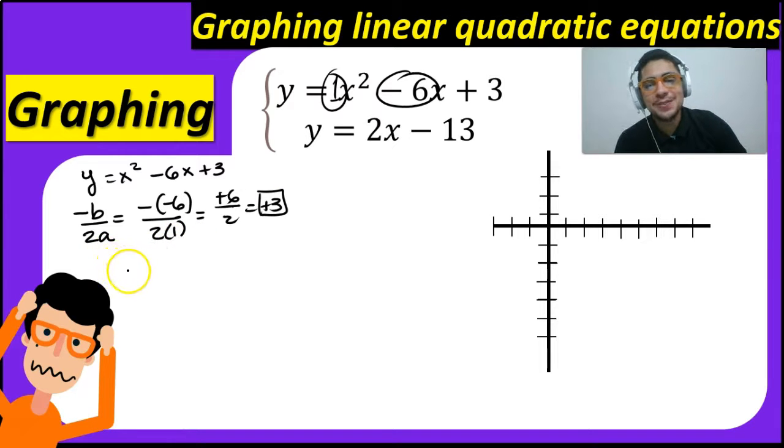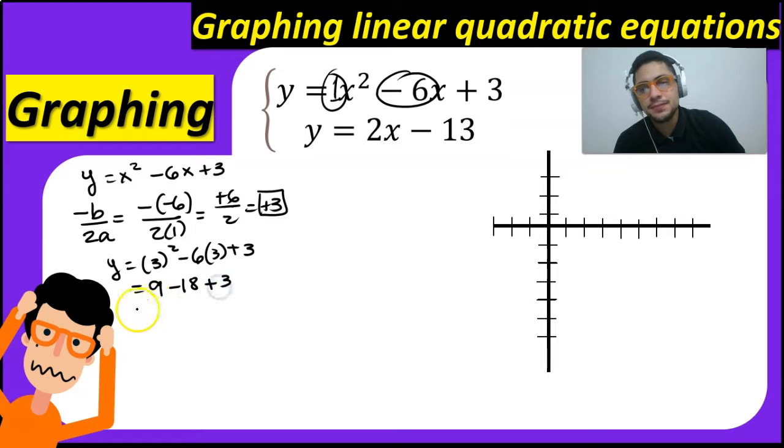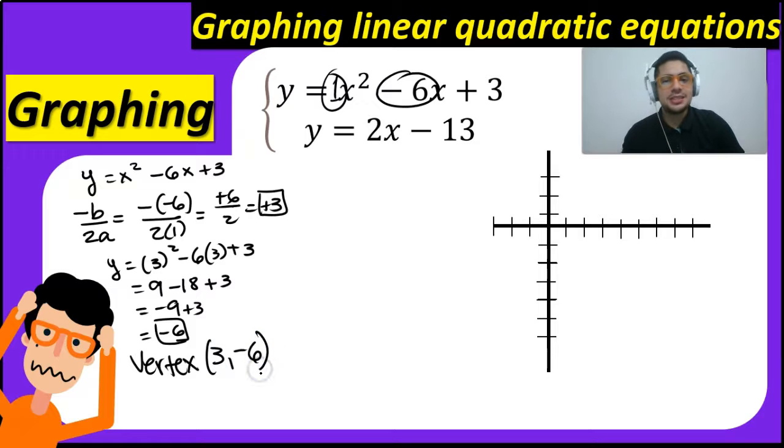In order to find the value of y, don't get confused, you're just going to have to substitute, right? So the value is going to be 3 to the power of 2 minus 6 multiplied by 3 plus 3. So you're just substituting. So 3 to the power of 2 is 9. Then it's minus 18 plus 3. And 9 minus 18, that's minus 9 plus 3. That's going to be a value of minus 6, right? So we already know that the parabola has a vertex in 3 comma minus 6. And that is where we're going to locate our graph.